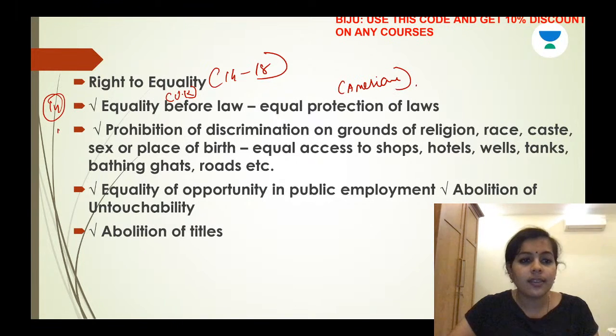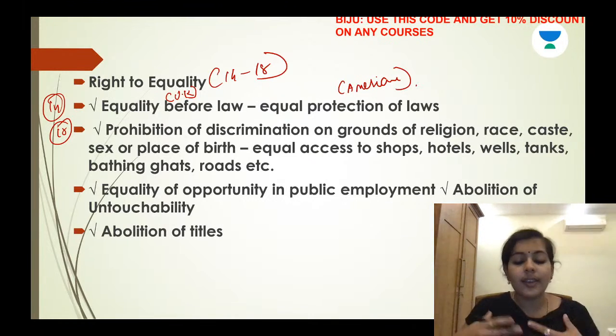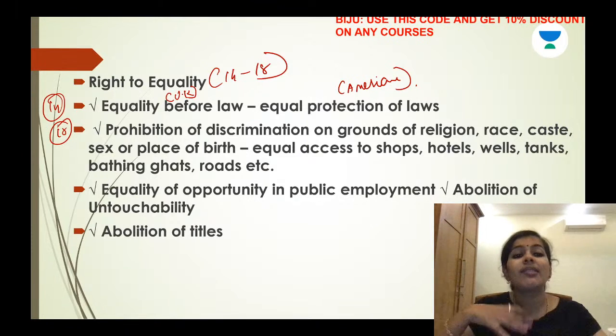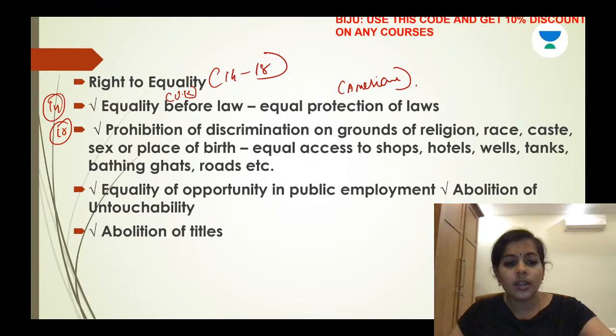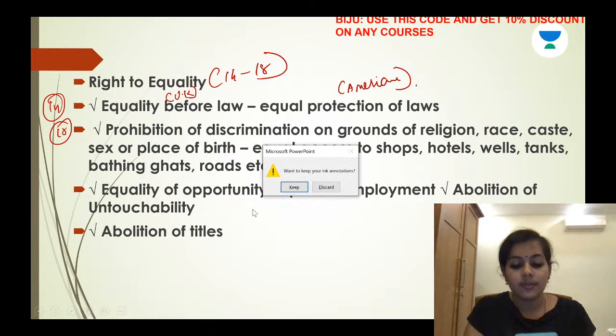Done. The next thing, Article 15, discusses the prohibition of discrimination on the grounds of religion, race and caste. So simply you cannot discriminate against someone regarding their caste and all. Every caste is considered as equal.